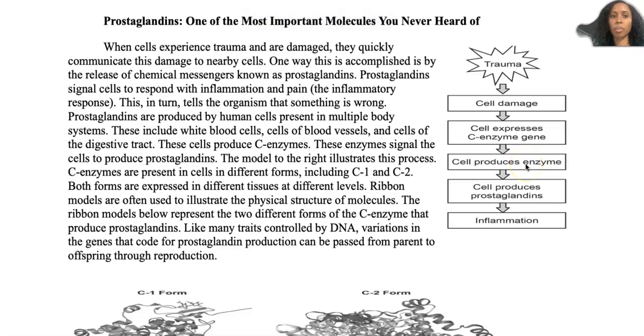Started with cluster number 3, which is prostaglandins. I don't even know how to pronounce it. One of the most important molecules you've never heard of. This is something you're going to encounter a lot on the Regents: literally things that you haven't seen, nor have I seen before.